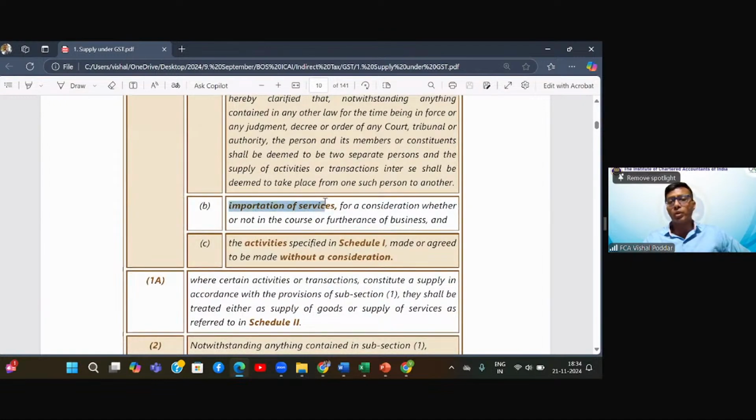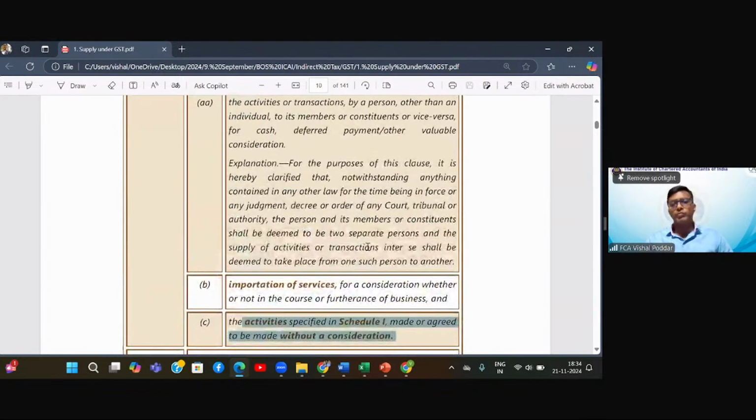7.1b covers what? Importation of service, which is for consideration, but which is not in the course of business. So where you are importing services for personal use, still it can be supply. So this is your exception to the condition of business. And 7.1c is the exception to the condition of consideration. So as per 7.1c, activities which are listed out in Schedule 1 will be a supply even though made without consideration.